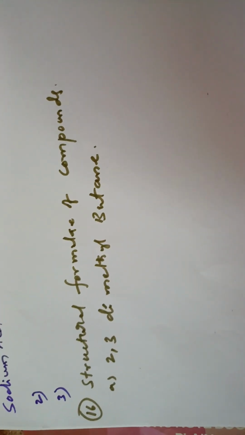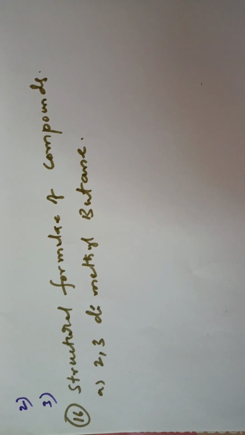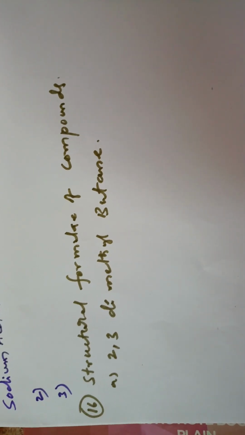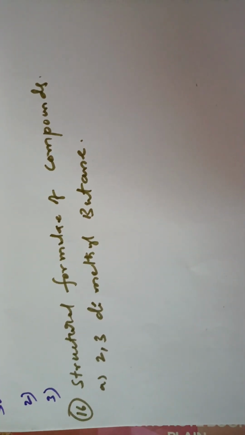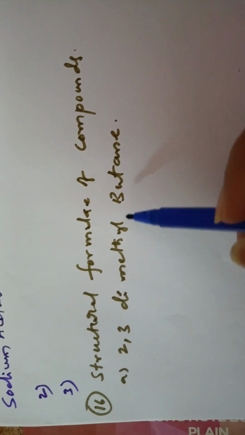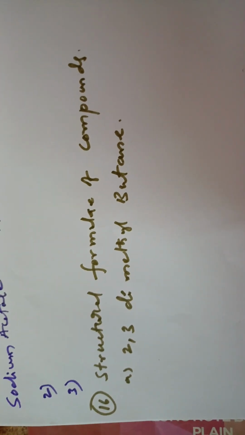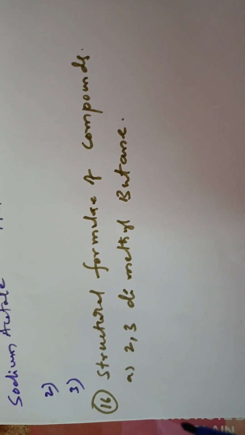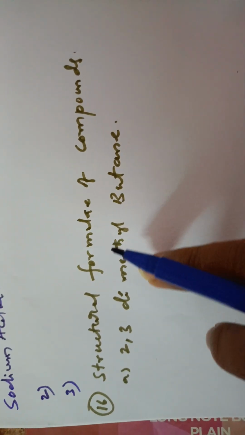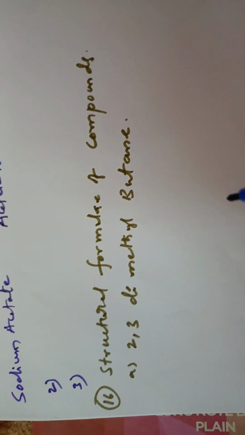Hi student, today I am going to explain the structural formula of the following compounds. Here, 2,3-dimethyl-butane. This belongs to IUPAC nomenclature. How to give the IUPAC names for the compound? Already he has given the IUPAC name. We have to draw the structure of this molecule.